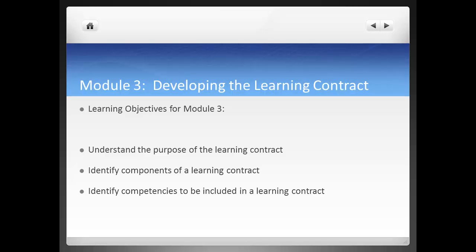The learning objectives for Module 3 include understanding the purpose of the learning contract, identifying components of a learning contract, and finally identifying the competencies that will be included in a learning contract.